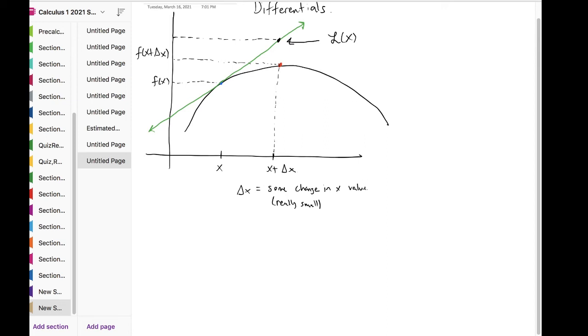So how do we define that? Let's say this is A. Let's call it A. So it was A, f of A, and the slope was f prime of A. Right?